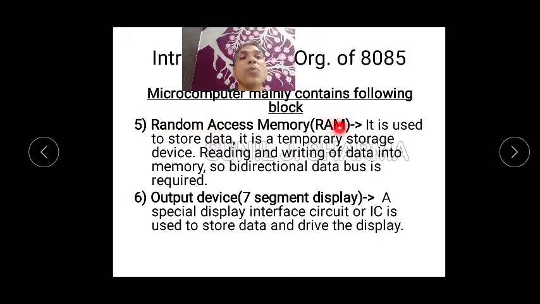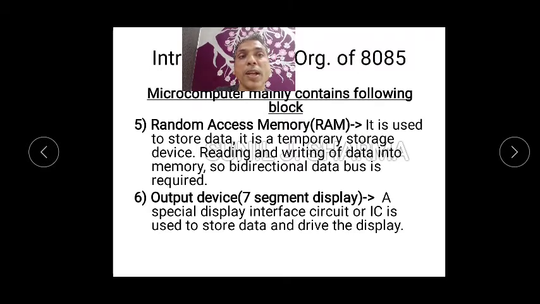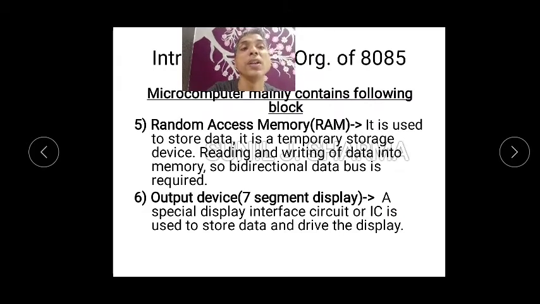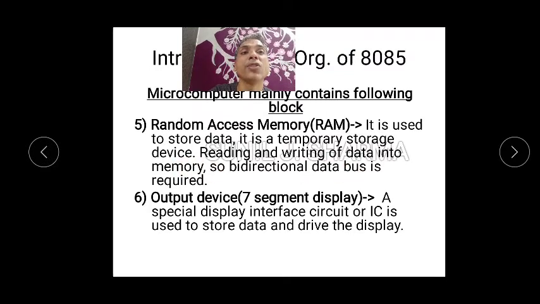I think the next block is random access memory, or RAM. As you know, it is a temporary memory, and it is used for reading, writing, everything. It is used to store data. It is a temporary storage device, reading and writing of data into memory. So it requires the bidirectional data bus. Okay, so the bus, I hope you understand, which will be carrying your information, will be bidirectional. Bidirectional means from microprocessor to other devices, and from other devices to microprocessor.